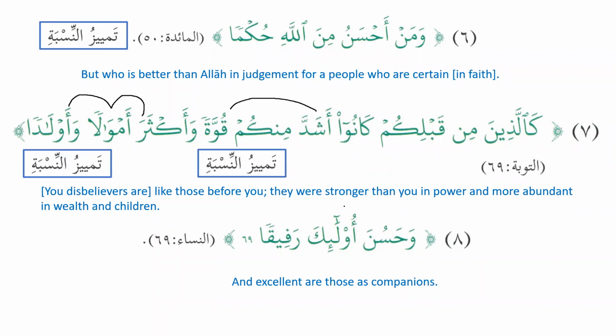كالذين من قبلكم كانوا أشد منكم قوة. So they were stronger than you in power. Power is something that can't be counted, right? And also أكثر أموالا وأولادا. So I think these are all tamyiz and nisbah because they are all uncountable. Especially when we talk about أشد منكم قوة, when we talk about power, of course, it is tamyiz and nisbah, right? However, amwal and awlad could be that, and also it is nisbah as well.